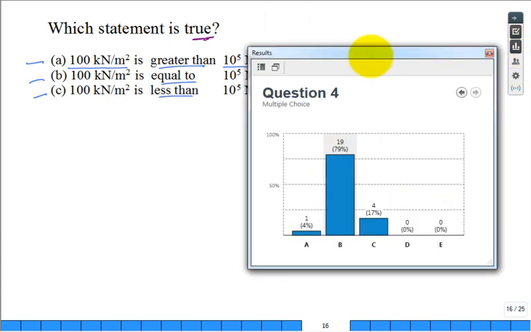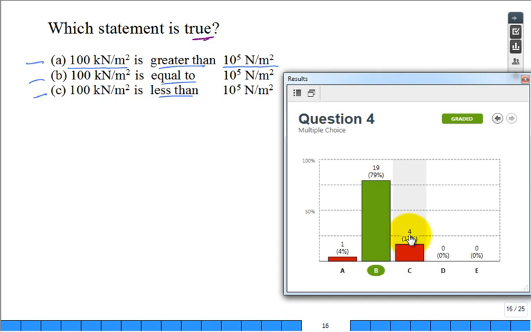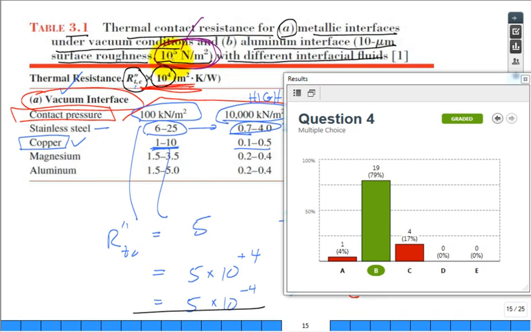And again, the majority of the class is correct. They are the same. Don't ask me why the author of the text decided to write 10 to the 5th here instead of just writing 100 kilonewton. I don't know why they did that, but they did it, okay? So anyway, leave that alone.